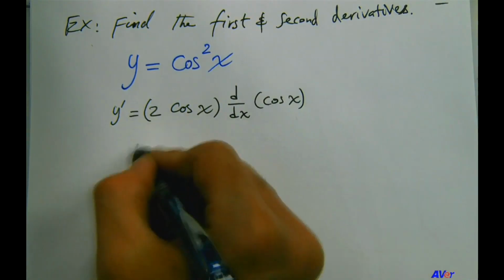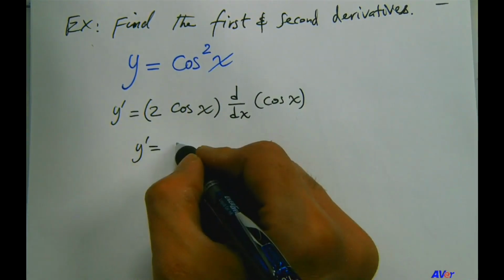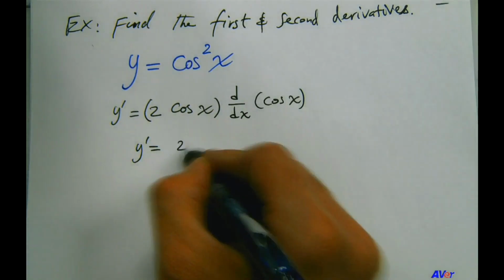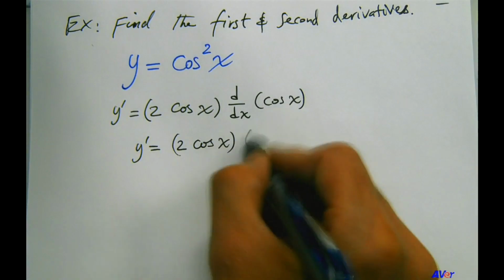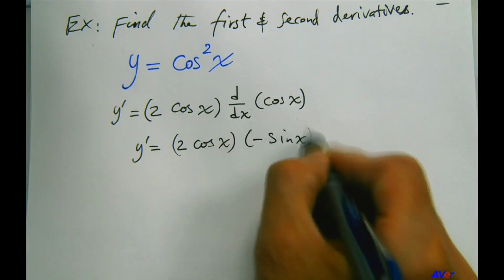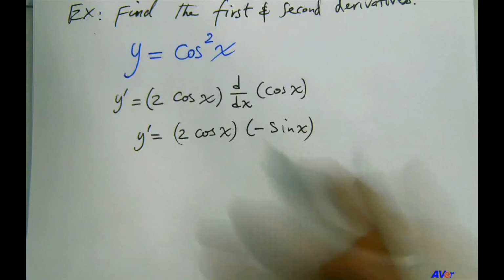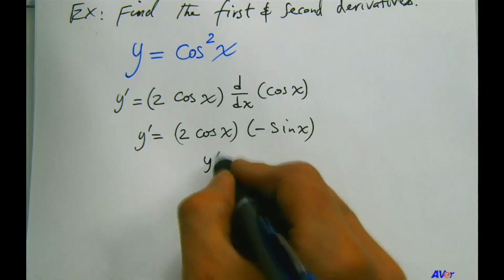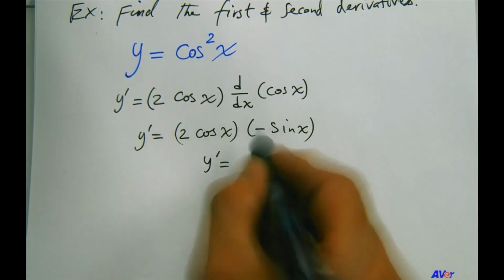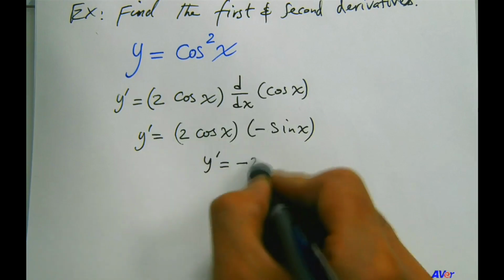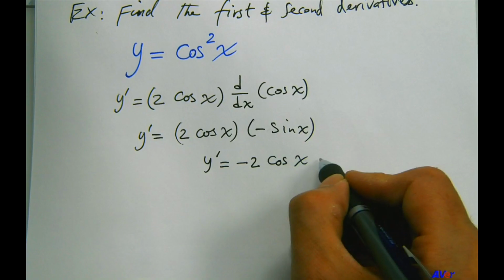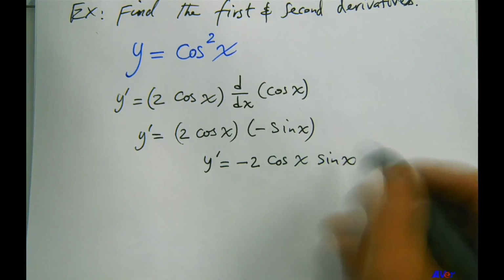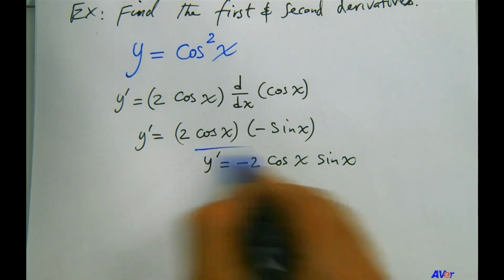Okay, so then the next step would be y prime is 2 times cosine of x times the derivative of cosine of x, which of course is minus sine of x. So the final form, let's clean this up a little bit. Let's organize it. So this minus and this 2, we put in the front: minus 2 cosine x sine x. Okay, so that's our first derivative.